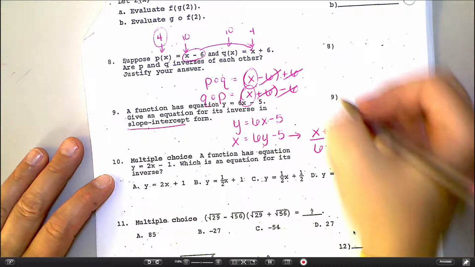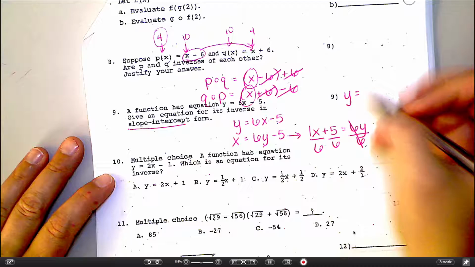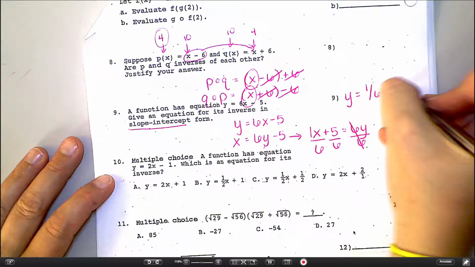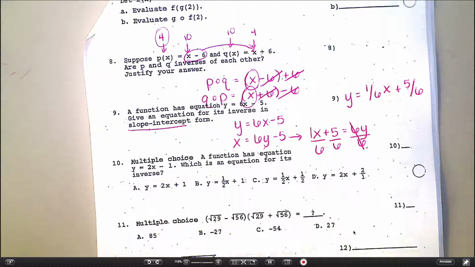And then, again, I want y by itself, so I would divide everything by 6. And I would end up writing this as y equals 1/6 x, okay, and then plus 5 over 6. That would be your inverse, okay? How can you tell on a graph if two things are inverses? Do you remember? What do the graphs do if they're inverses?